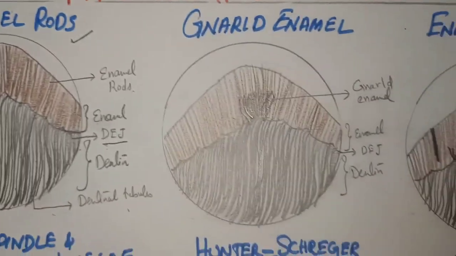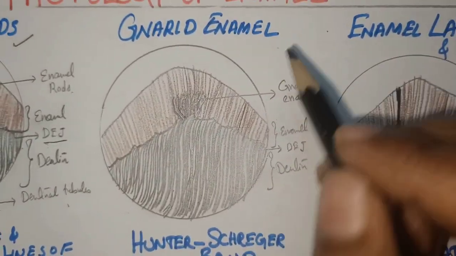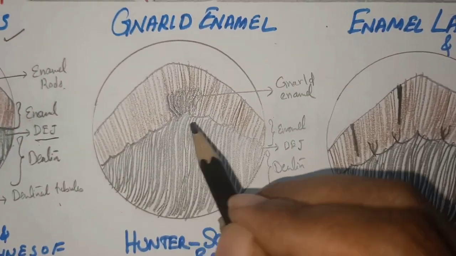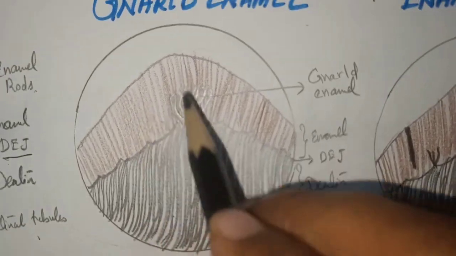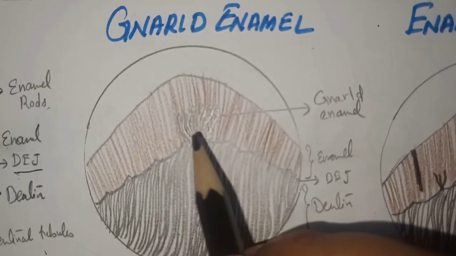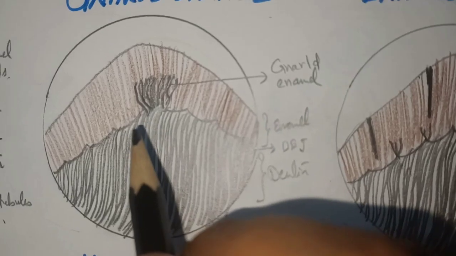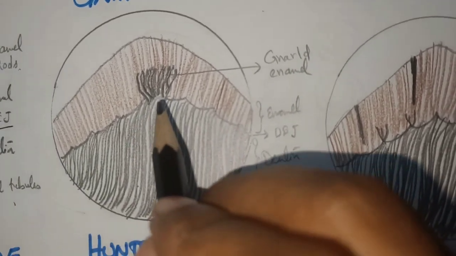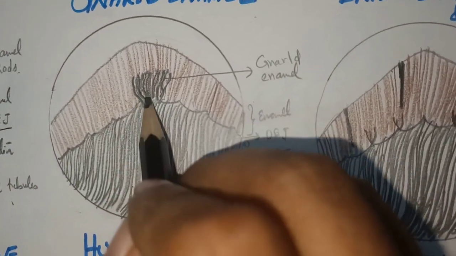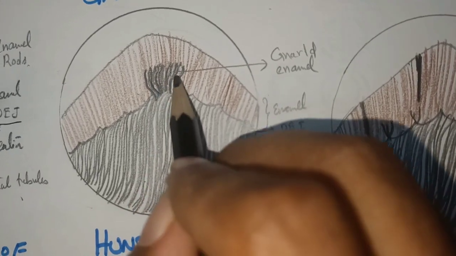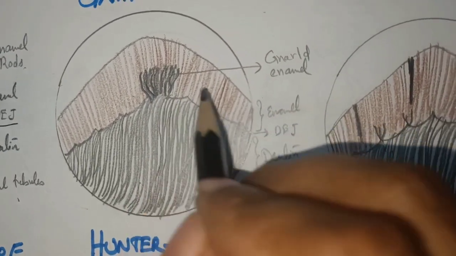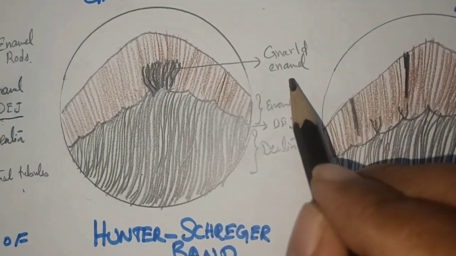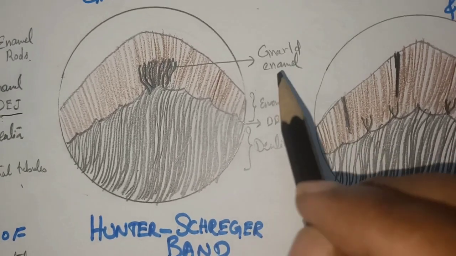Okay, so next we'll see about gnarled enamel. Gnarled enamel is nothing but the orientation of the enamel rods, specifically at the cusp tip or the incisal edge. Okay, you can see some twisted-like structures like this. Okay, twisted-like structures. These are called gnarled enamel.